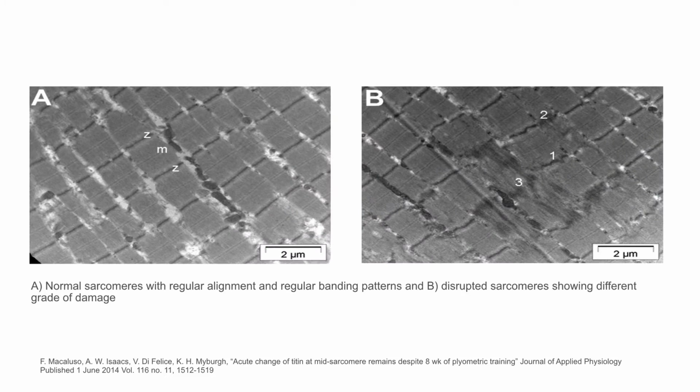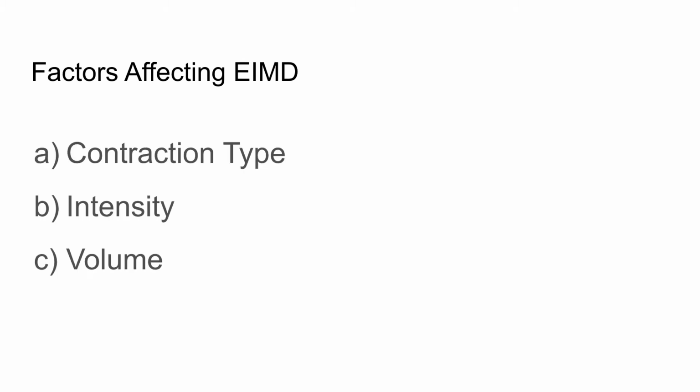Image A on the left shows a regular muscle, while image B on the right shows a damaged muscle. And you can see the variance in the damage in the striations of the muscle. Now, the severity of the exercise-induced muscle damage has a direct effect on whether or not hypertrophy will occur. And the level of damage depends on several factors. These factors are the type of muscle contraction, the intensity, and the total volume of training.